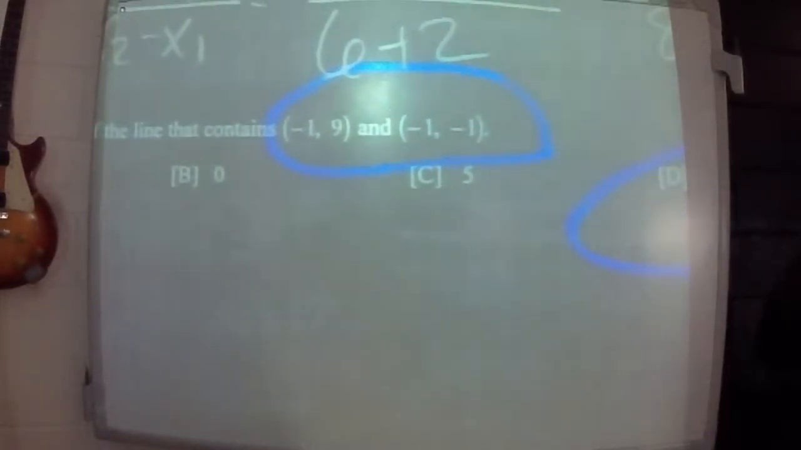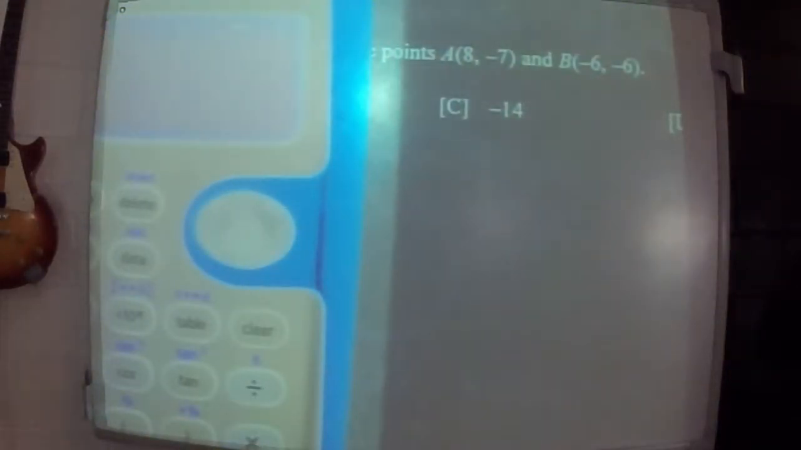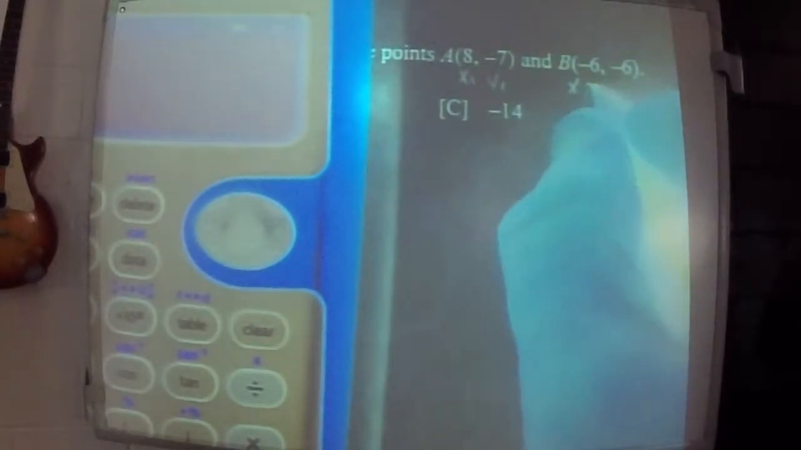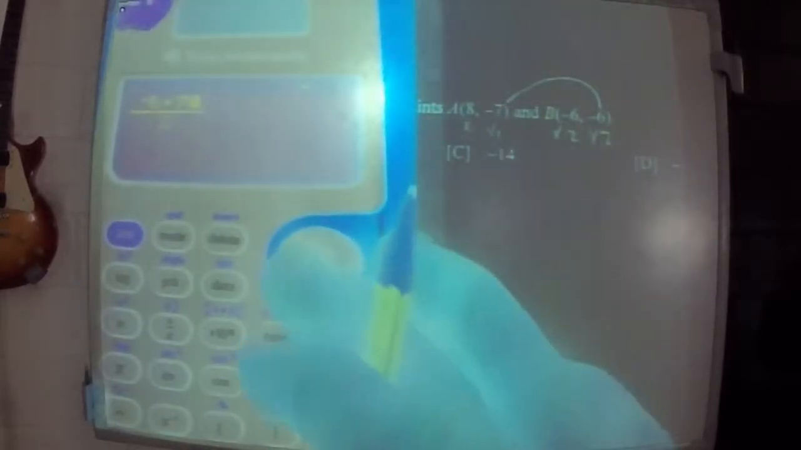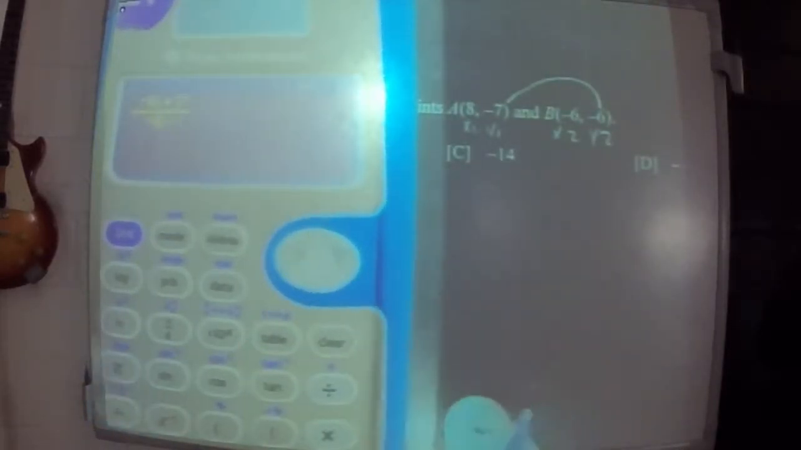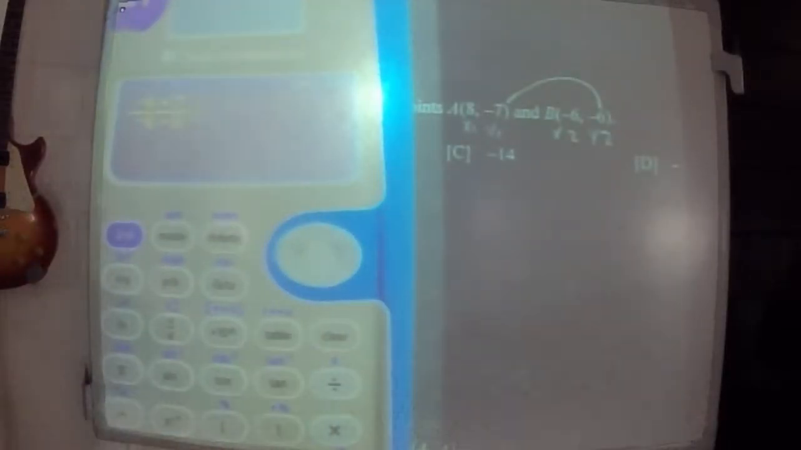I chose this one because there's lots of negatives in this one right here. Negatives all over the place. x1, y1, x2, y2. I'm hitting n over d. And what's my y2? -6 plus 7 over -6 minus 8. It doesn't look like any of those are going to make 0, so we should have an actual answer. -1 over 14.